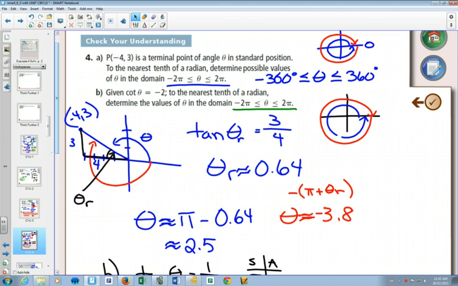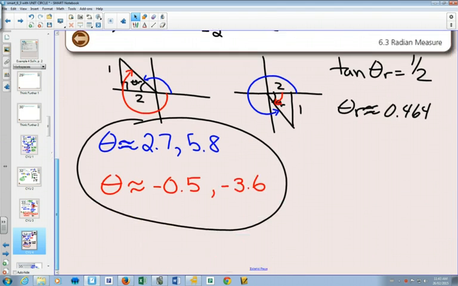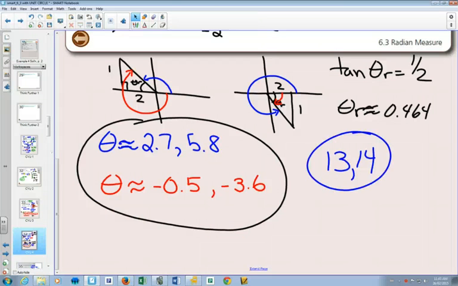Okay, I'll scroll down to the bottom here. 13 and 14 are the ones that you can do.